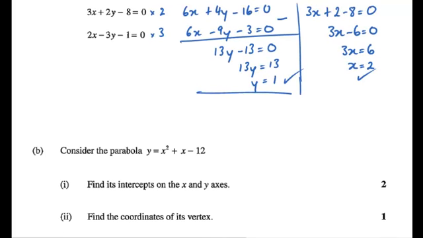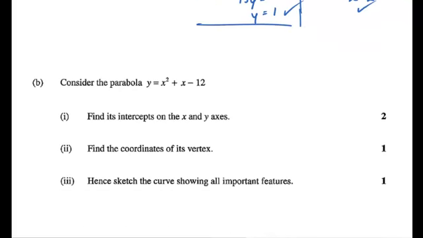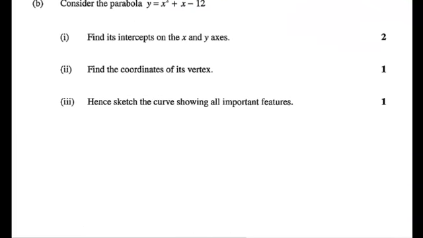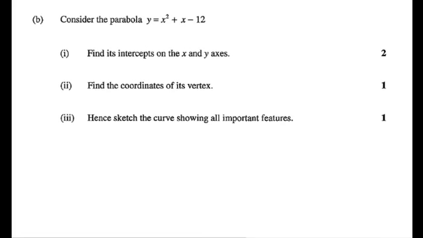Alright, moving on to part B. Alright, so here's our parabola question. We have y equals x squared plus x minus 12. Find its intercepts on the x and y axis. So part 1, x-intercept.